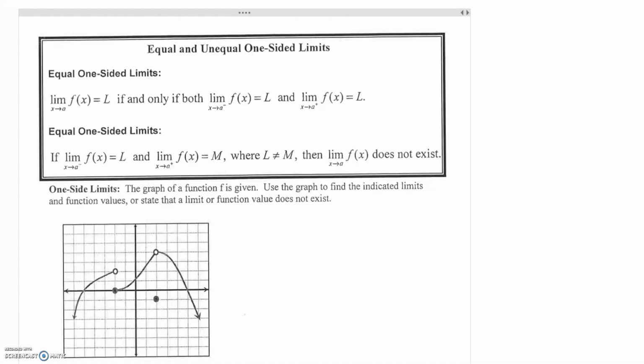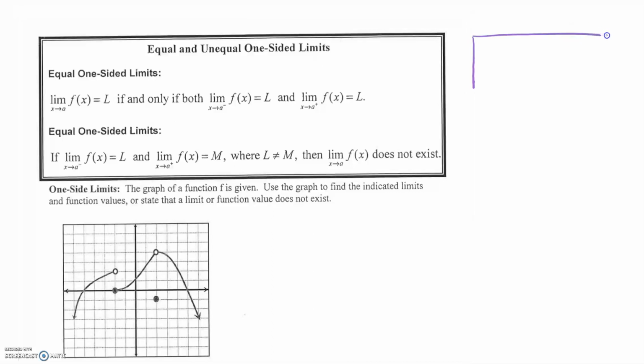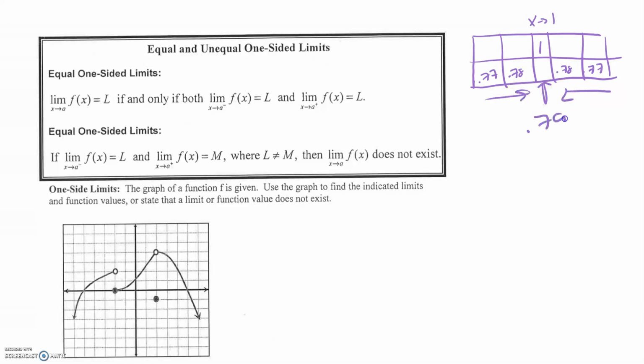All right, so far we've talked about limits that approach from both sides. That's why we've been using the table. So if we were using the table and we were saying what's the limit as x approaches 1, and we started to get numbers from both sides, like 0.78, 0.78, 0.77, you would be able to figure out that from both sides it's approaching 0.79.